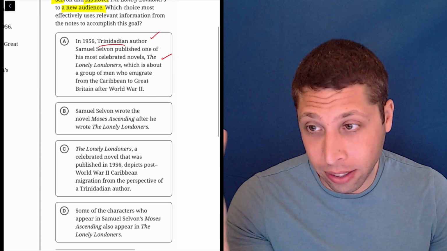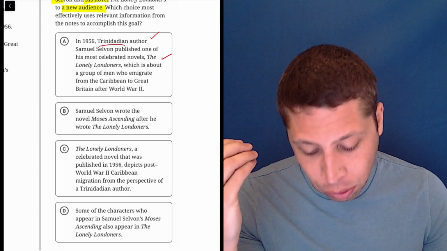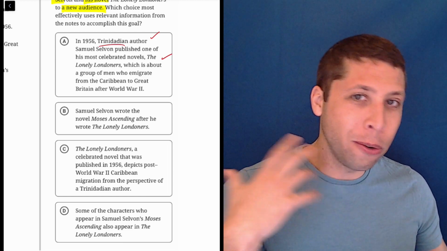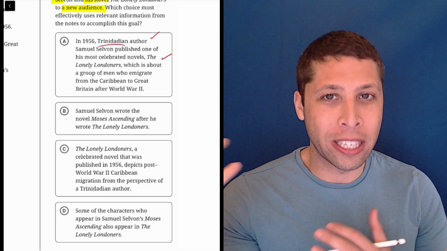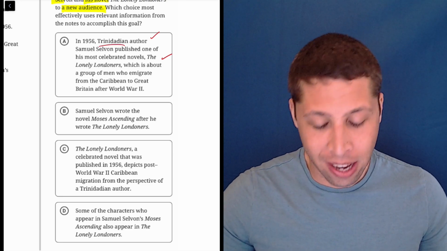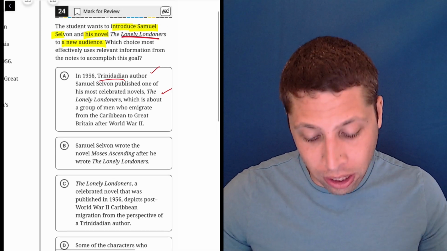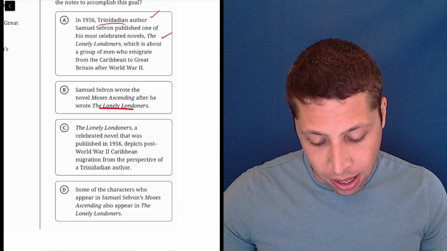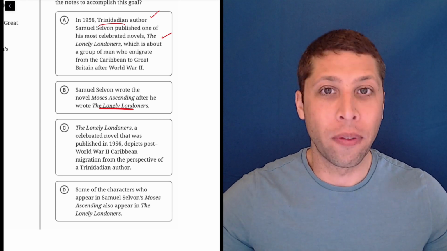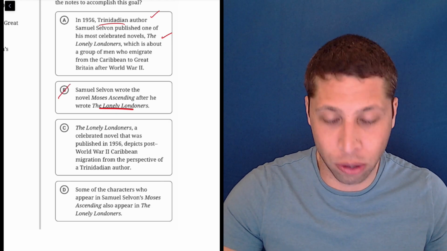Let's look at B here and see what we can get. Samuel Selvin wrote the novel Moses Ascending after he wrote The Lonely Londoners. Okay, but who is this guy, right? I think the fact that he's Trinidadian is probably pretty important for me understanding who he is. Plus, remember, we're supposed to introduce The Lonely Londoners. This isn't really introducing it. It's more just talking about both of his books. It's not focusing on the one that we're supposed to. So this is not hitting those goals.